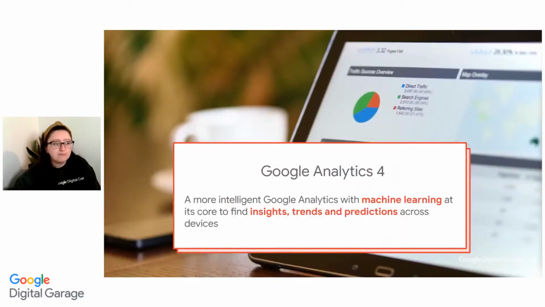So when we think about GA4, it's a more intelligent version of Google Analytics. It has machine learning at its core, which is really, really important. And because of this machine learning, it's going to allow us to find insights, trends, and predictions across a multiple set of devices. So the main update that Google Analytics 4 has is that it's more intelligent. With machine learning, it's really going to help us build that complete understanding of our customers, and not just our customers that are coming to our website on a singular device. We can also start to understand how they're interacting with our website, but also with our app integrations, and we can do that across devices.